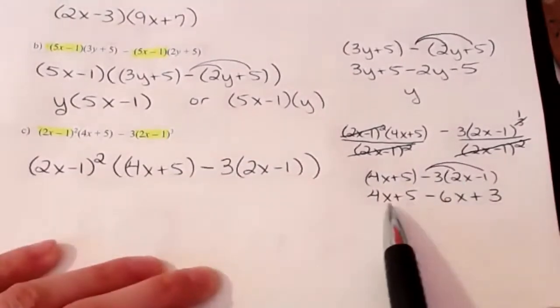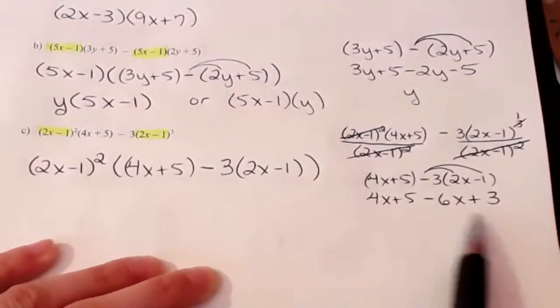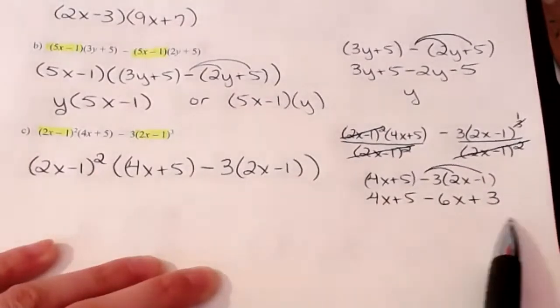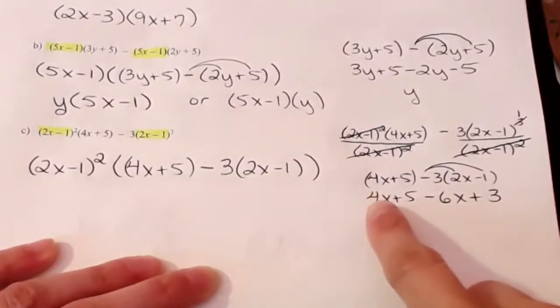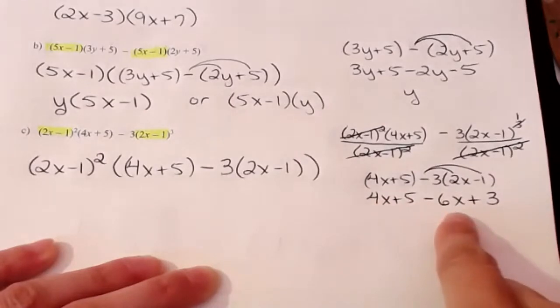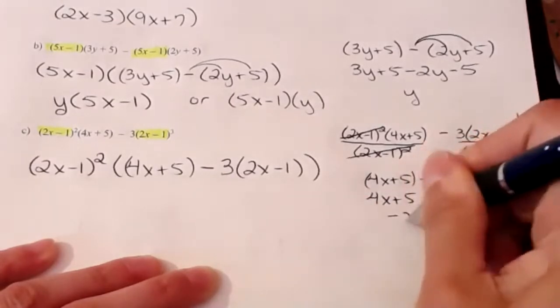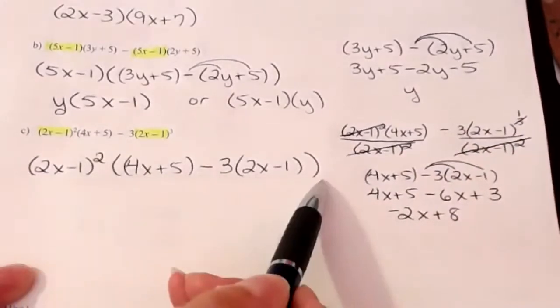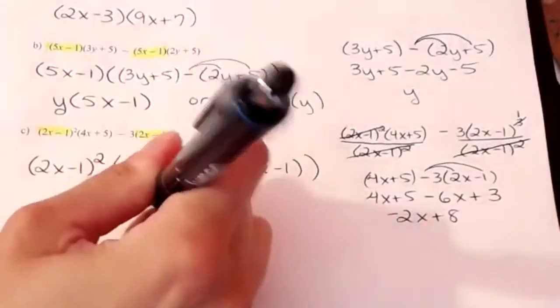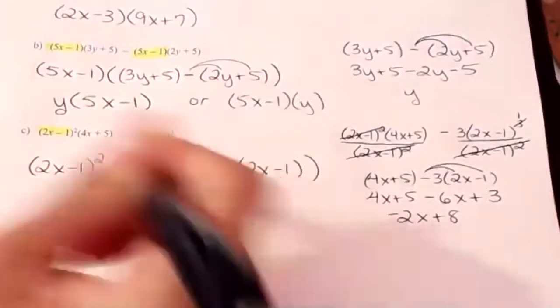Sorry. Yes, yes. Just combine your like terms here. What do you get when you clean this up? We have the 4x minus the 6x. Negative 2x plus 8. Yeah, perfect. So negative 2x plus 8, which means this entire parentheses gets replaced with the negative 2x plus 8.